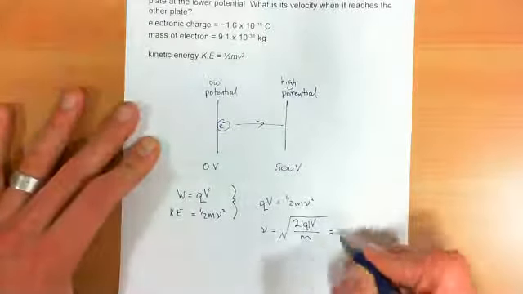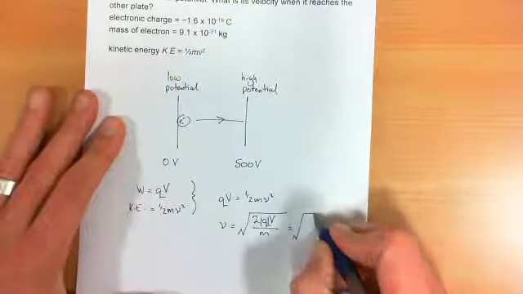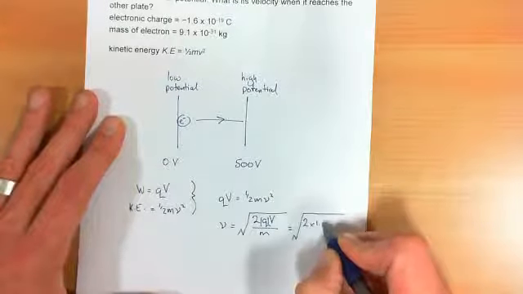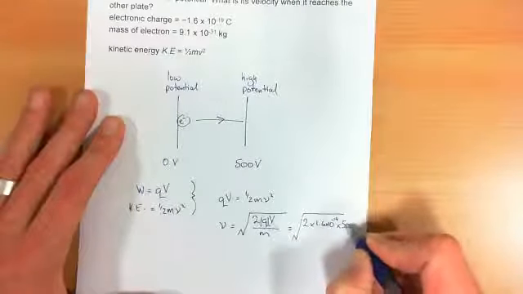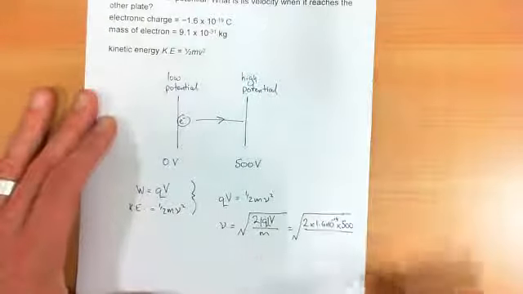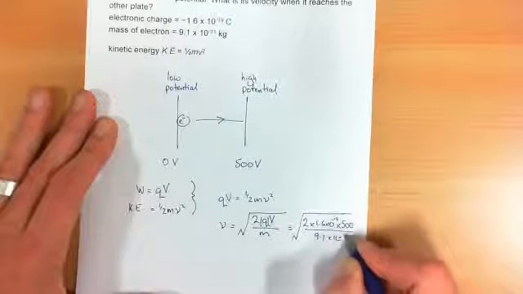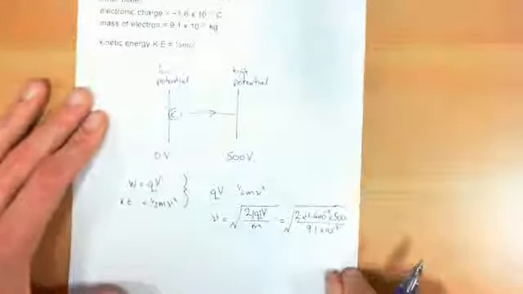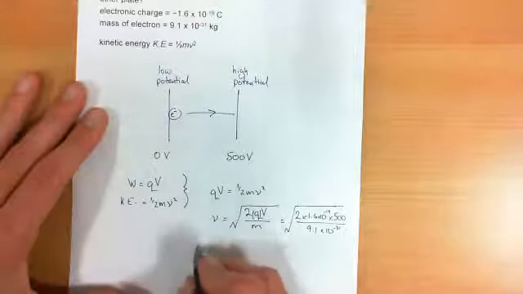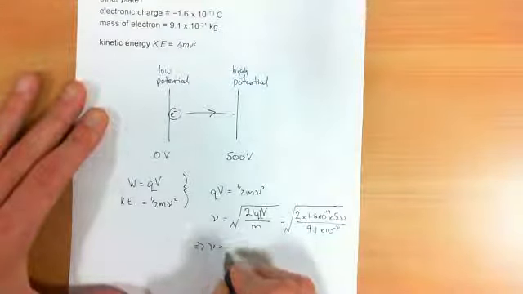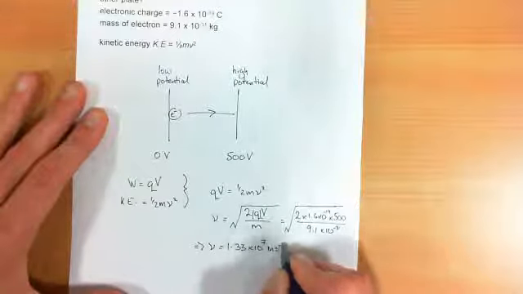So substituting the values in that we have, v equals square root 2 times 1.6 times 10 to the minus 19 times 500. Mass, well, the mass of an electron, 9.1 times 10 to the minus 31 kilograms. And if we stick that into the calculator and work it out, you should get that the velocity is equal to 1.33 times 10 to the 7 meters per second.